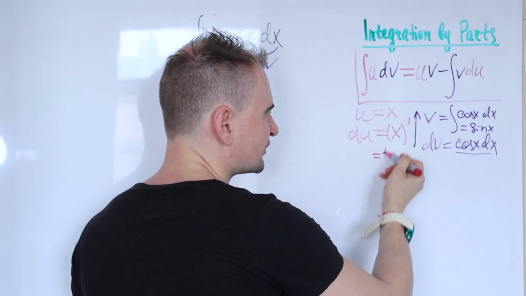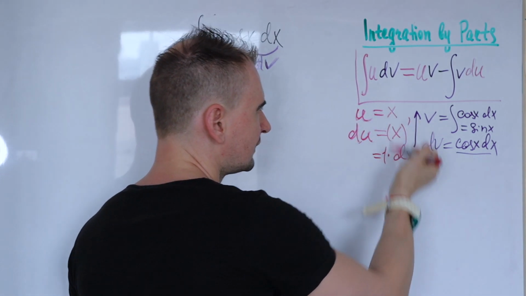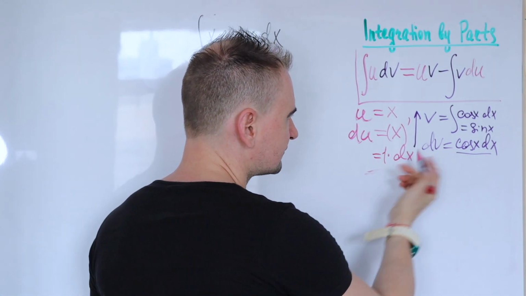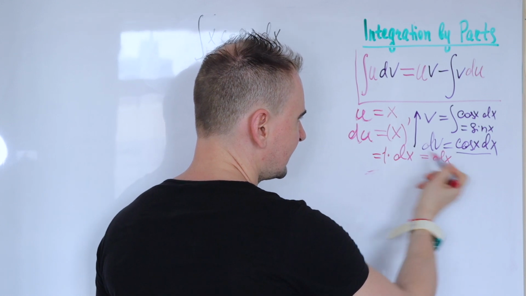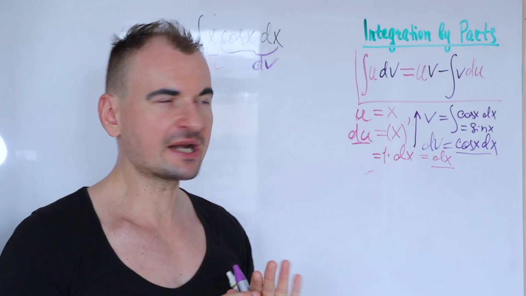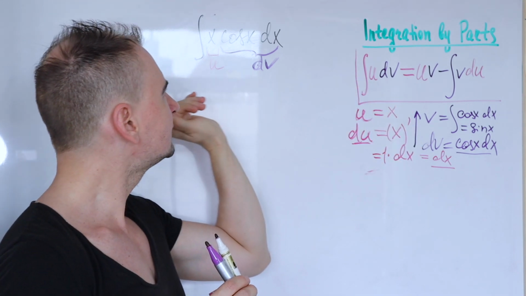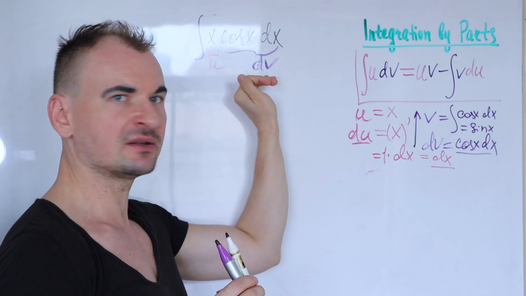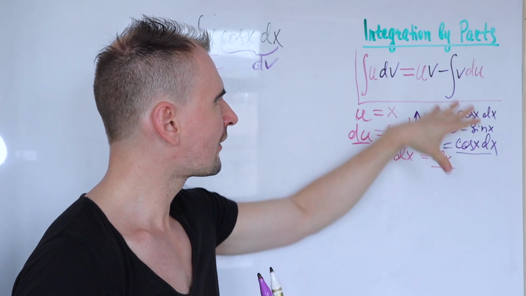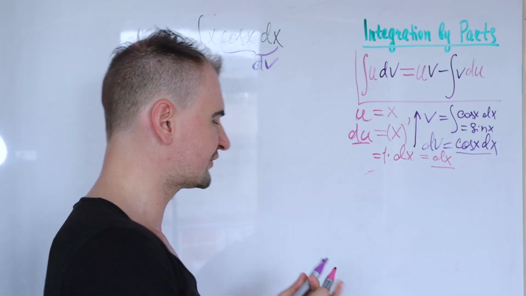And since the derivative of x is just 1, and this one gets multiplied by dx, always, we could simply drop this one, it's just dx. So your du is dx. Now we're ready to apply this formula at this point and rewrite your original integral using what we found before. So go ahead, let's do it.